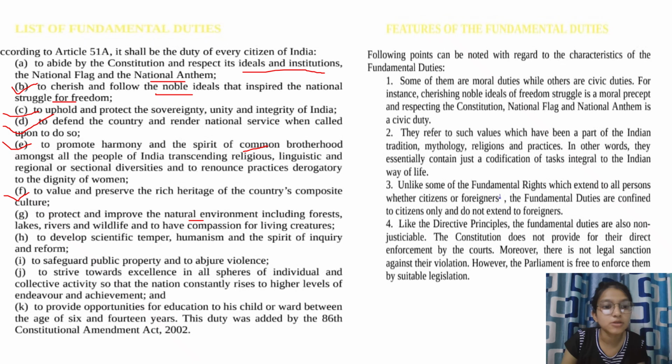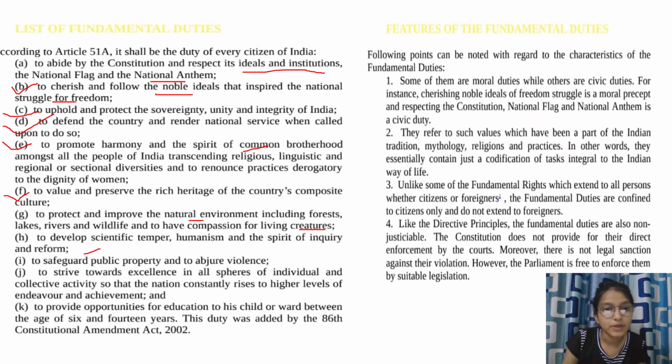To protect and improve the natural environment, including forests, lakes, rivers, and wildlife, and to have compassion for living creatures. So, it is our duty to safeguard the natural environment, including the lakes, rivers. We should not be polluting them. We should preserve and we should safeguard it for our future generation to enjoy. And also, we should have compassion for living creatures. We should be humble towards the creatures, be it a cat, be it a dog, be it other creatures.